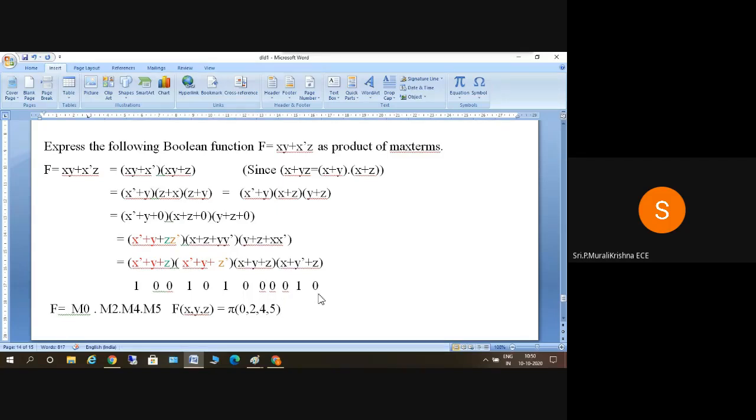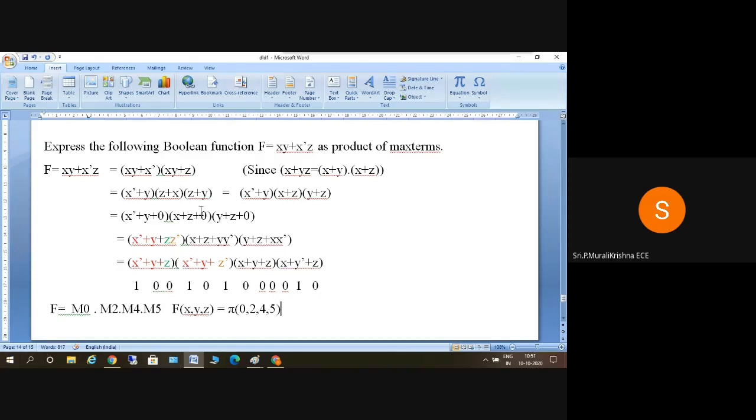If any variable is missing, just add a 0 to that variable, because 0 is nothing but z bar or y bar or x bar. Adding a 0 doesn't make any difference to the sum. In case of products, multiplying with 1 will be done if there is any missing variable. 1 can be written as a plus a bar, b plus b bar, c plus c bar or d plus d bar, whatever. Multiplying a given product with 1 doesn't make any difference. Hence we are adding zeros and ones here.